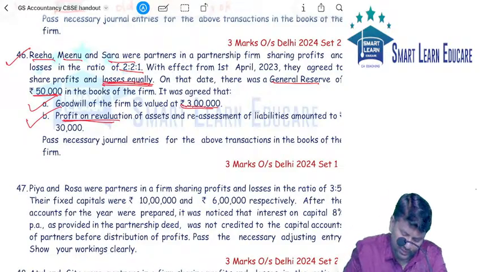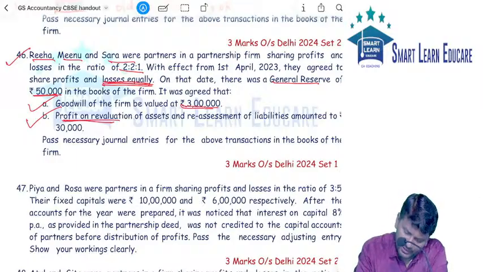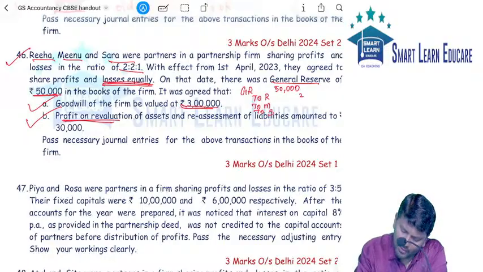So the first entry is for reserve. What is the entry for reserve? General reserve account debit to R capital, to M capital, to S capital. General reserve is 50,000. In what ratio? Old ratio. What is the old ratio? 2:2:1. So 20,000, 20,000, 10,000. That's all. First one over.